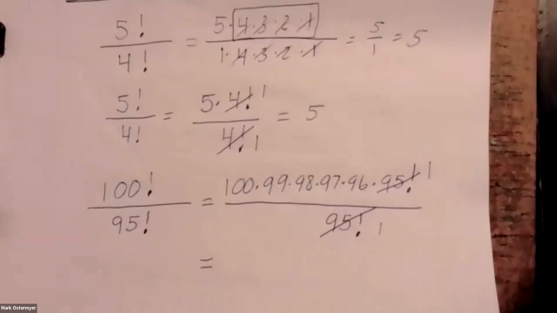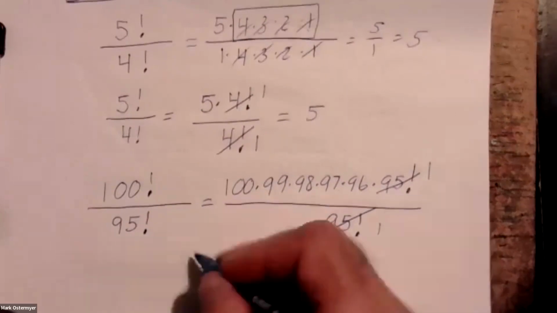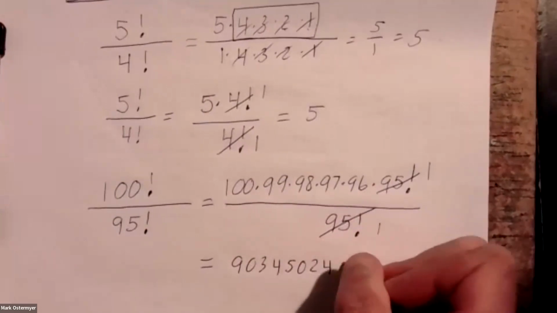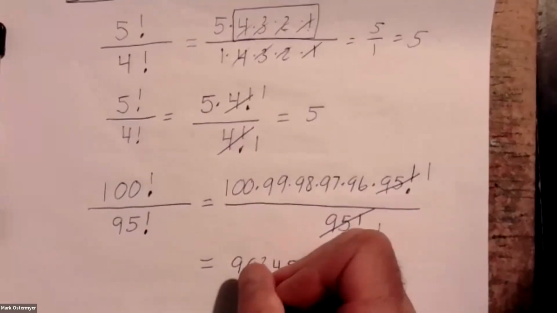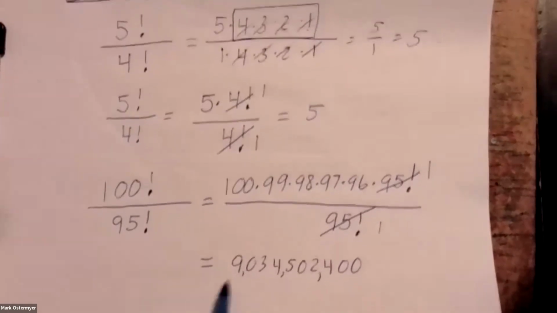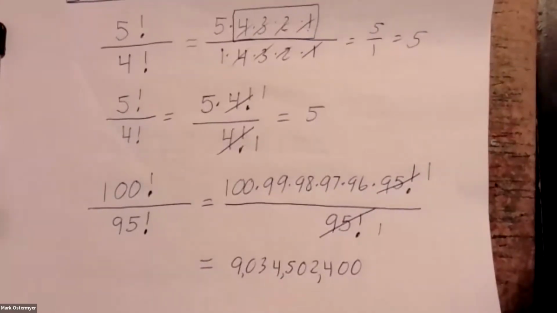I'm going to try that on my basic scientific calculator and see if my machine can handle that size number. 100 times 99 times 98 times 97 times 96. Yeah, it can. It's a big number though. Anybody want to read that number? What 100 factorial divided by 95 factorial gives us? How do we read that number?